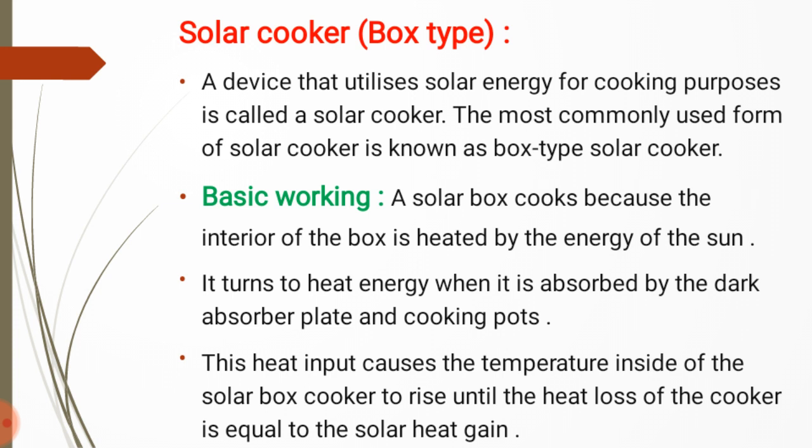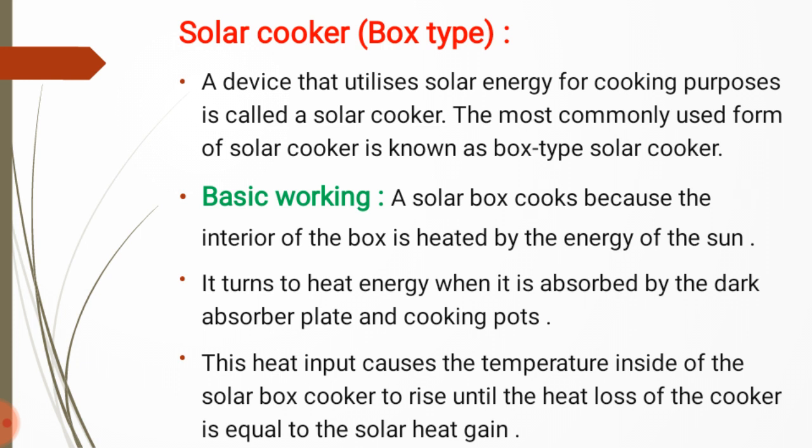So, the solar cooker, which is the box type solar cooker. Let's see, a device that utilizes solar energy for cooking purposes is called a solar cooker. That means it is a device used for cooking, but with the help of solar radiation or solar energy, and therefore it is called a solar cooker. The most commonly used form of solar cooker is known as the box type solar cooker. There are different types of solar cooker, but generally the box type solar cooker is used.